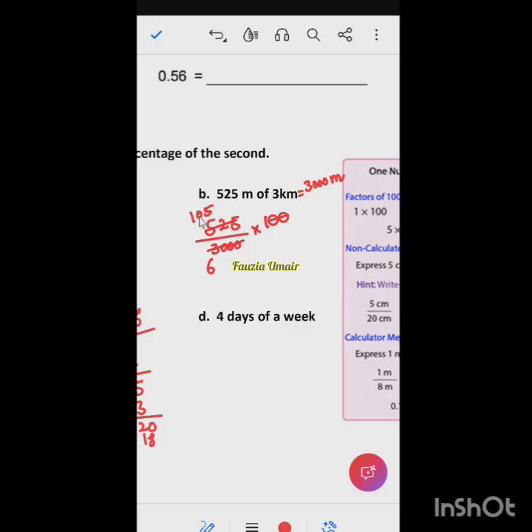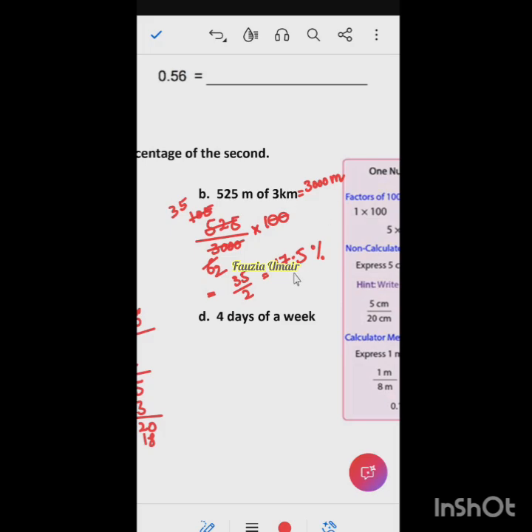ठीक है? Now you can divide it by 3. So 3 twos are 6, 3 threes are 9, 3 fives are 15. So the answer is 35 by 2. So if you divide 35 by 2, the answer would be 17.5. 35 का half क्या होता है? 17.5, right? Percent. So what is 525 meters of 3000 meters?